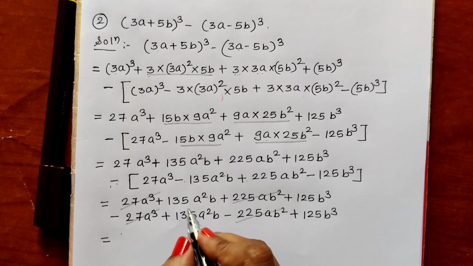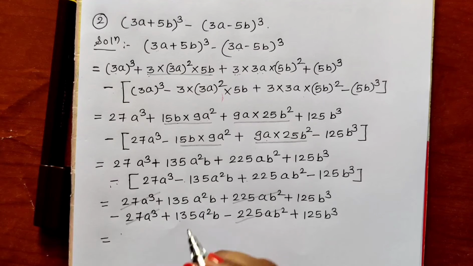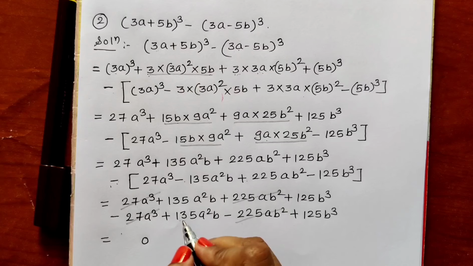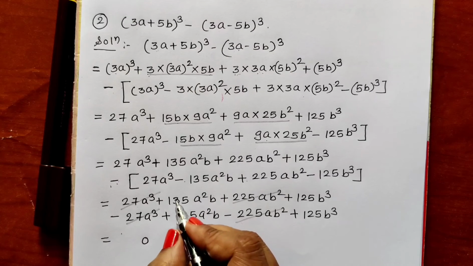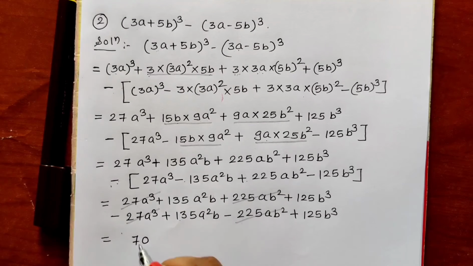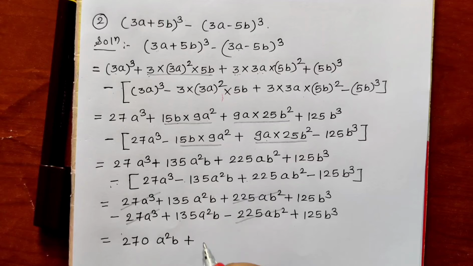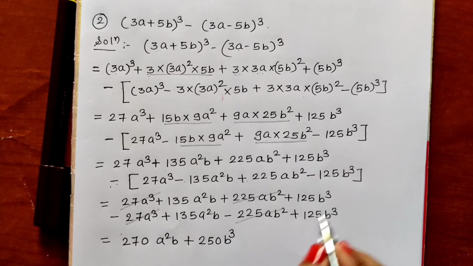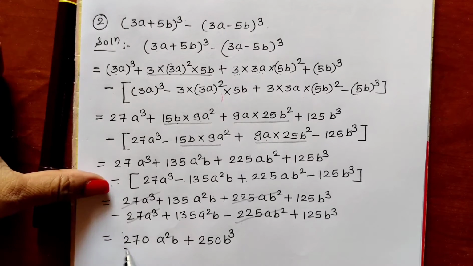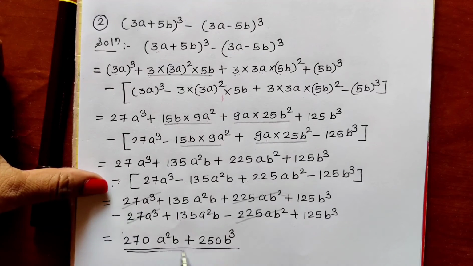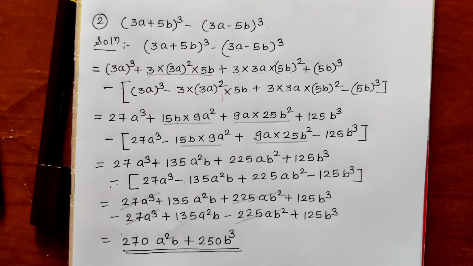So 135 plus 135, what will we get? 5 plus 5 is 0, 1 carrying, then 3 plus 3 is 6 plus 1 is 7, and this is 270 a square b, plus 125 plus 125 will be plus 250 b cube. The common variable we write one time. So in this way we have got the answer as 270 a square b plus 250 b cube.